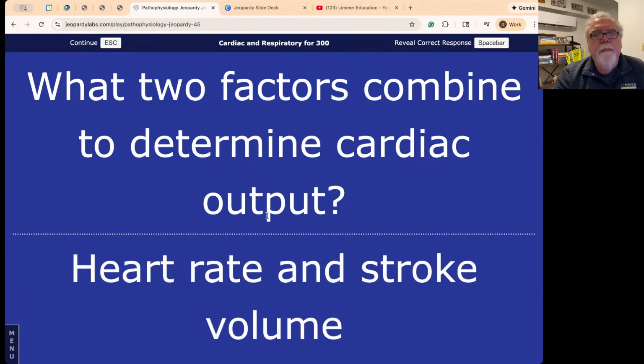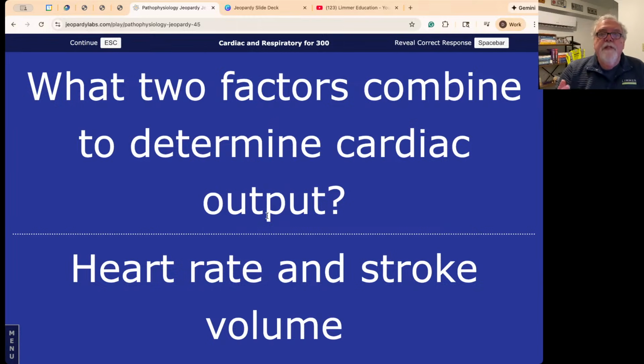All right, what two factors combine to determine cardiac output? Heart rate and stroke volume. The heart rate is the pulse, and the stroke volume is the amount of blood that's pumped from the left ventricle with each beat. Generally, it's about 70 mLs of blood. So a heart rate of 70 and a stroke volume of 70 gives you about 4,900 mLs, almost 5 liters of blood as a normal cardiac output.